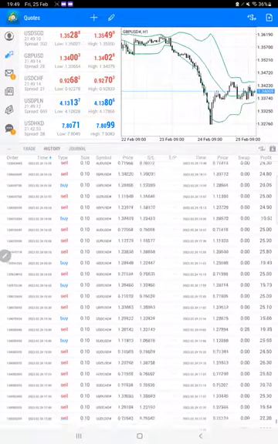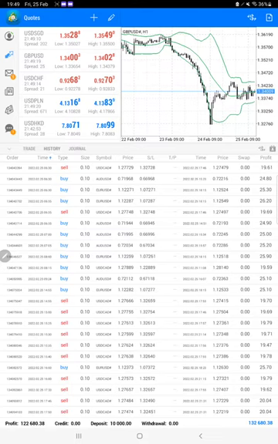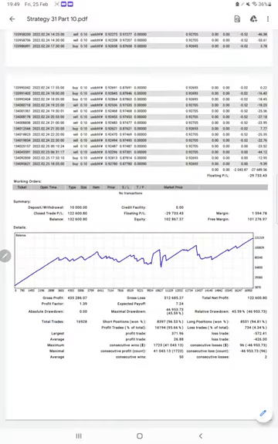So almost here we have reached, and the total profit is $122,000 right now. This is the current balance, which is $132,000 now. We can also verify the trading account statistics from the statement.